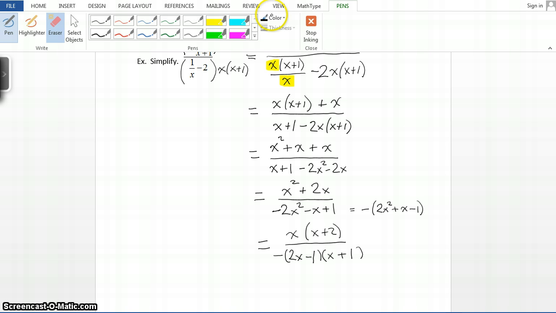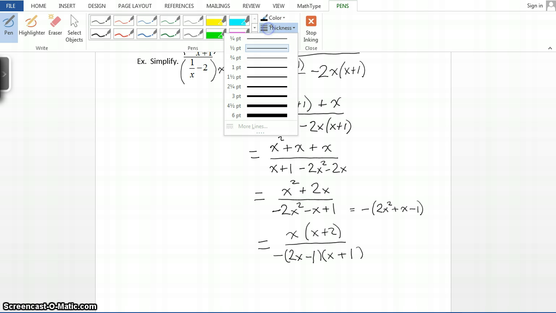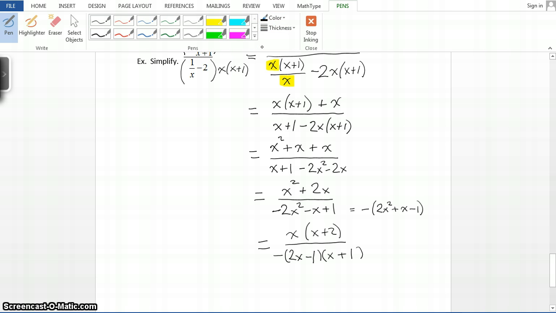Alright, but you can see that there's no common factors. Up in the numerator I have an x plus 2, I also have an x. Down in the denominator, I've got a 2x minus 1 and I've got an x plus 1. So this is actually the best answer. It's in factored form, but this is also an acceptable answer.